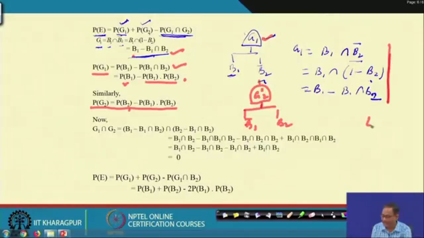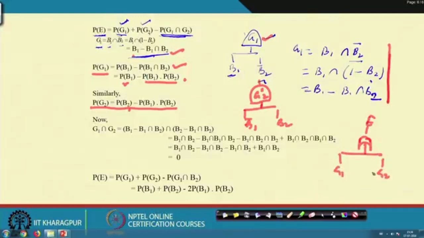Then what is E? E is linked with an OR gate to G1 and G2. So, for the OR gate you will see P(G1) plus P(G2) minus the intersection. We have quantified P(G1) by this method and P(G2) by this method, but the intersection is not quantified yet. If you write G1 intersection G2, you have already seen that G1 equals B1 minus this, and G2 is written like this. If you do the algebraic manipulation here, what happens?